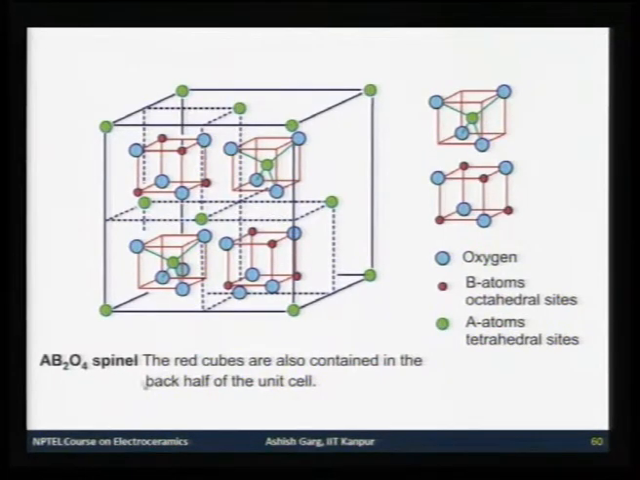So you have this AB2O4 spinel, and the red cubes are the... essentially, this is the kind of configuration you have. This is the configuration of essentially one type of atom. You can go through the configuration yourself. What you have here is the A atom at the tetrahedral site, and the red one will be at the octahedral site. The structure is a little bit complex. I advise you to go through the books a little bit to understand the structure well.